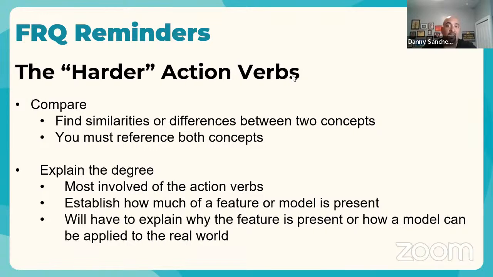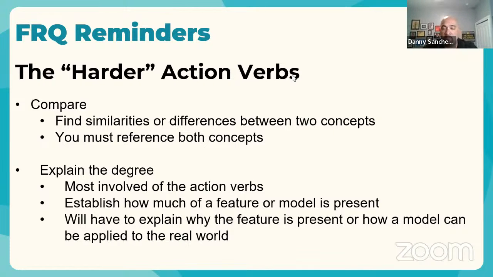Because here's the thing, an identify point for Madagascar is worth just as much as explain the degree to which the von Thunen model could be used to analyze farming in the US as a whole. That was an FRQ ages ago, all right? So how are ways to explain the degree? Establish how much of a feature or model is present. To a high degree, to a low degree, a lot of this, a little of this. You need to establish how much of that feature there is, all right?